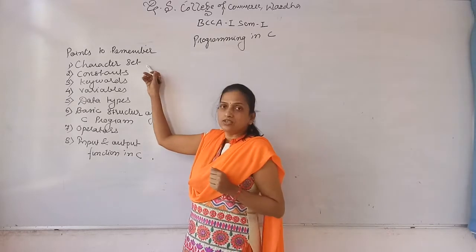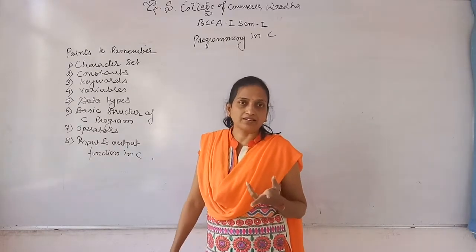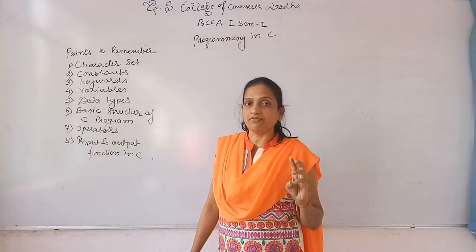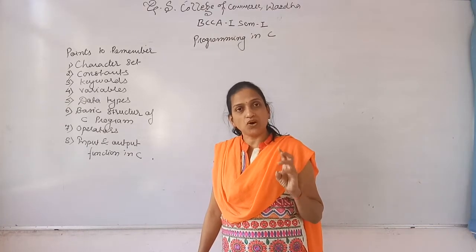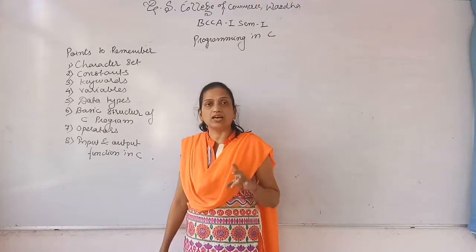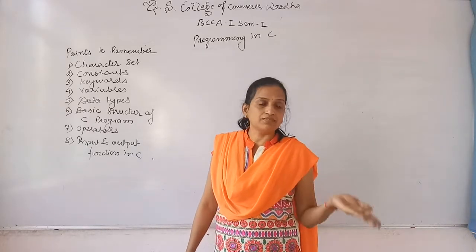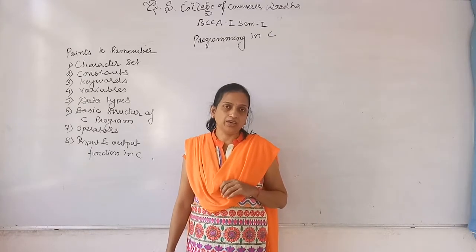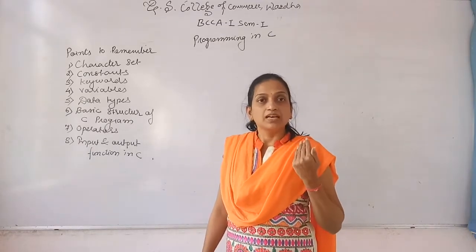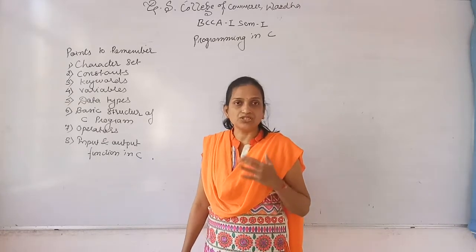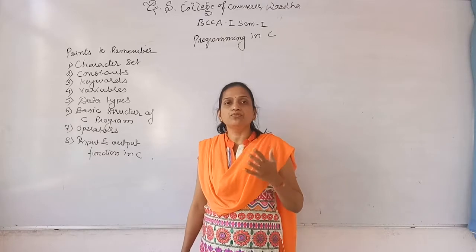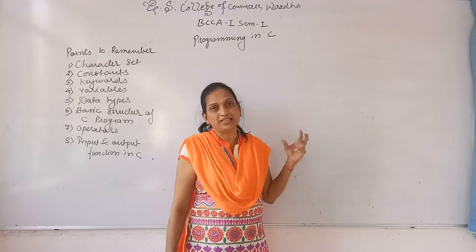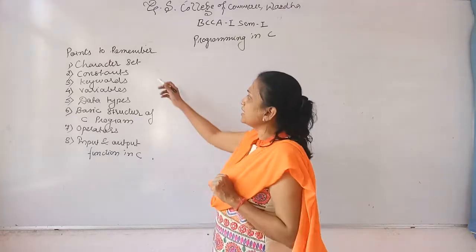The first topic is character set, in which we learned the character set. There are 4 character sets in the C programming language: alphabets, capital A to capital Z and small a to small z; then digits 0 to 9; special symbols, which are neither alphabets nor digits; and backslash characters. As we move ahead, we will clear our doubts about what a backslash character is. This session will help you understand how to use the backslash character to display the proper output of your program.